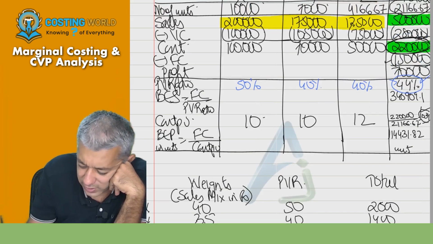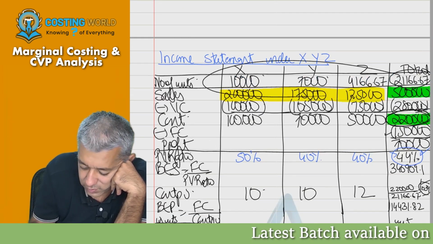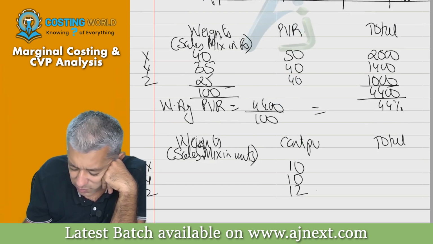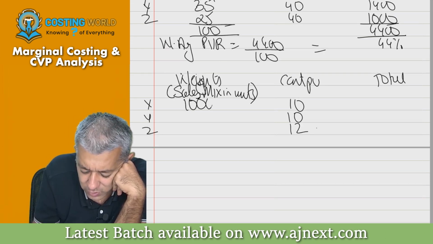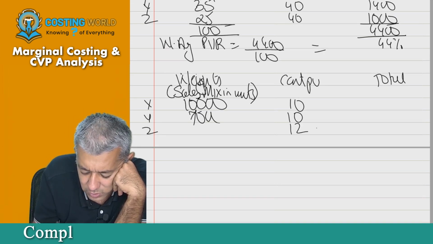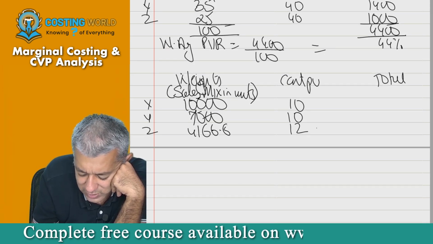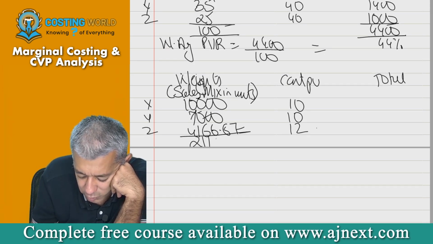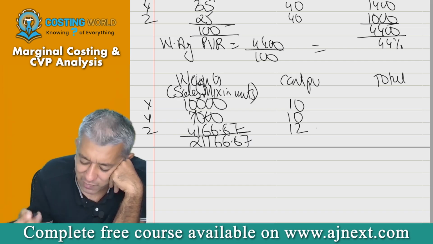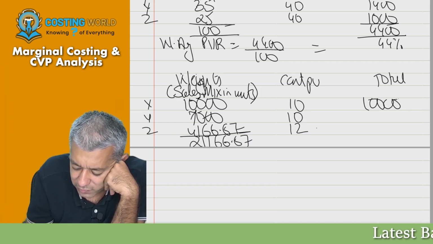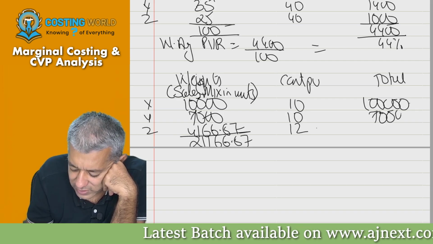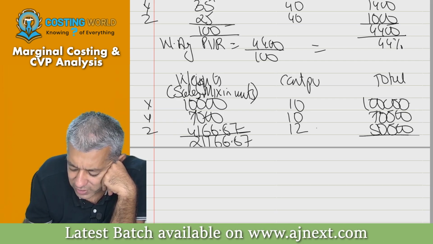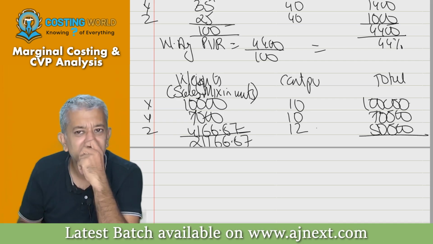Do you have unit data? Yes sir, I have the units data over here. I will take these particular figures only because they are not exact figures. So 10,000, this is 7,000, this is 4166.67. And if you have a good amount of common sense, you will understand, sir, every number is there with us only. This figure is 1 lakh, this is 70,000, this is 50,000, no? Yes, sir.